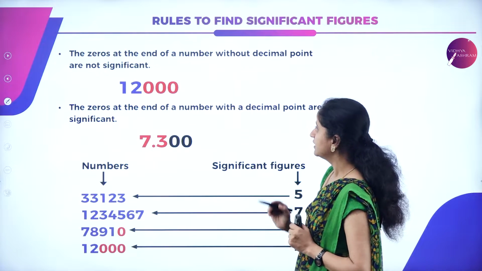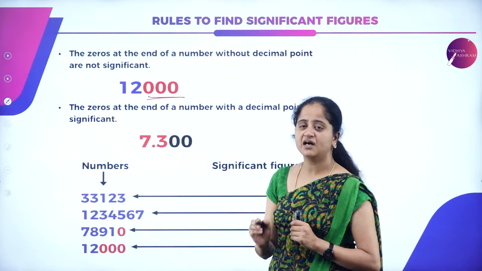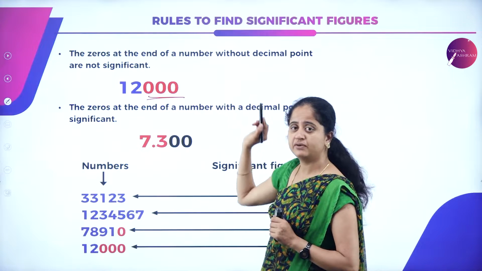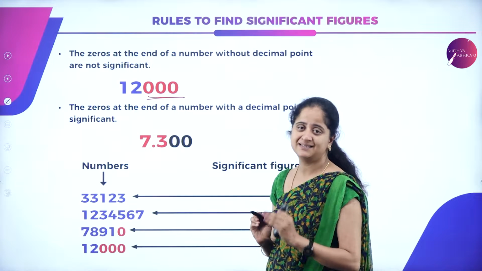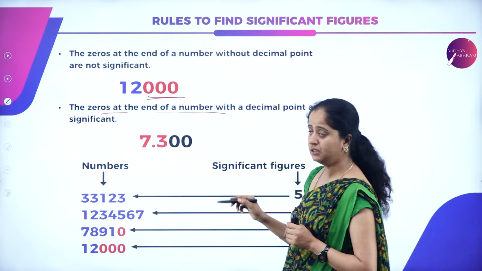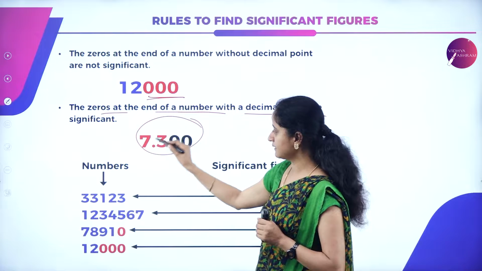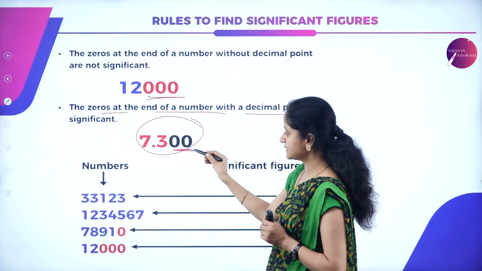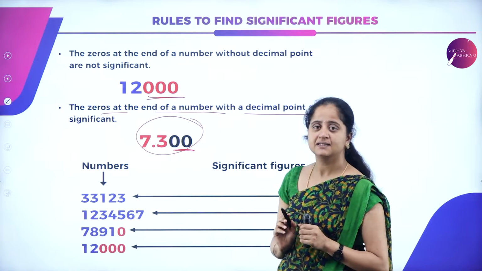So next we have: the zeros at the end of a number without a decimal point are not significant. You can see this example here. I have no decimal point. So when there is no decimal point, the zeros at the end of the number are considered as insignificant. They are not significant. So next, the zeros at the end of a number with a decimal point are significant. Look at this example. I have 7.300. I have a decimal point here. So the zeros which are present at the end of the number, when there is a decimal point, are considered as significant.